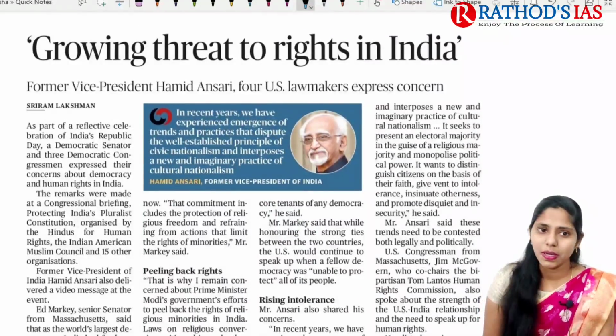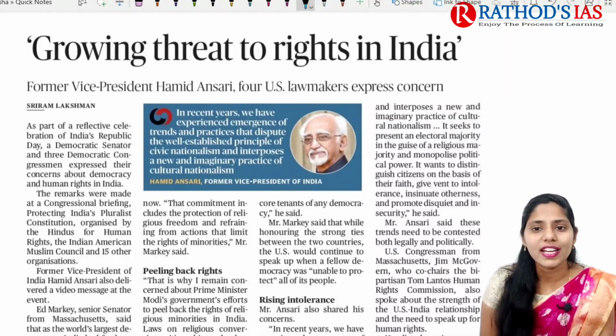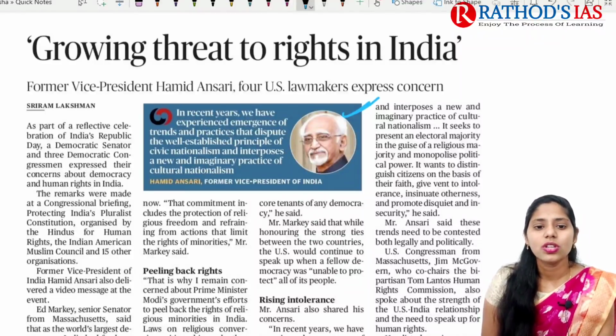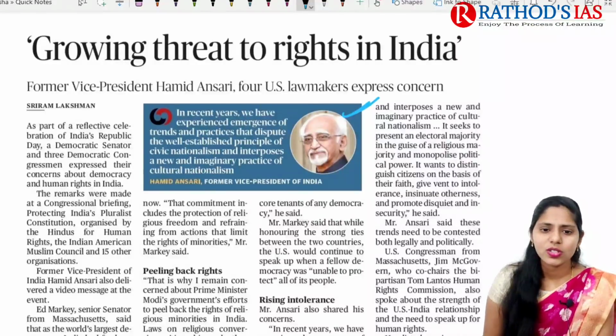Okay, and now let us see other articles which are important and appear in today's newspaper, regarding the growing threat to rights in India. If you see this infographic, you might have identified this person. He was our former Vice President of India. Former Vice President Hamid Ansari and 4 other US lawmakers expressed concern regarding the threats to rights in India. Actually, there was one controversial statement given by our Prime Minister regarding rights and duties. Regarding that, this former Vice President also expressed cause for concern regarding rights. You can easily go through this article. It is not much important.